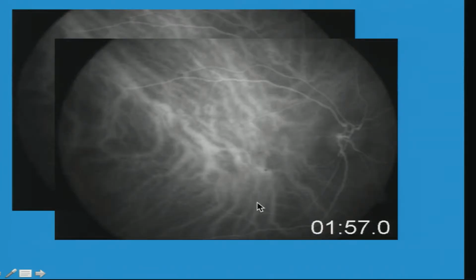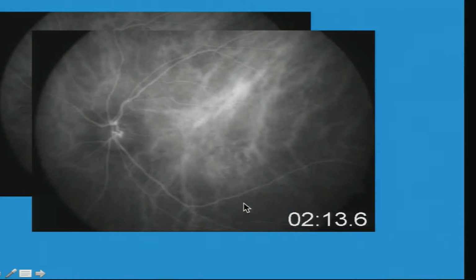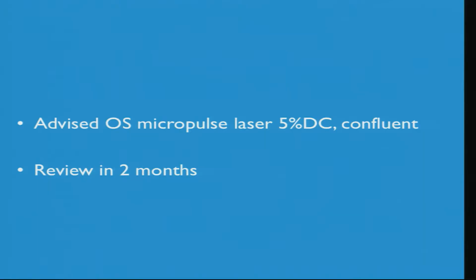The ICG of the right eye does show dilated choroidal vessels, along with a diffuse leakage, as you can see, which is again in favor of CSCR. Even the other eye also showed a diffuse hyperfluorescence in the late phases. So I went ahead and did a micropulse laser, which was 5% duty cycle with confluent laser burns.